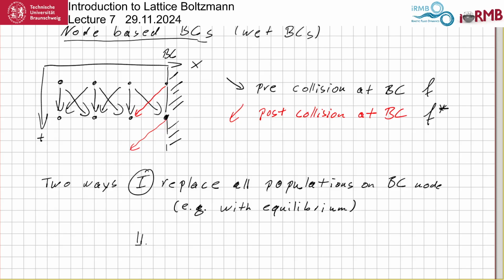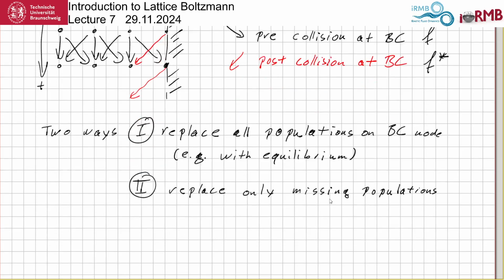Then another way is that you replace only missing populations and you try to get some information out of the populations that were coming in. Because at the boundary we also have information that's coming in from the domain. So this is here this black part. This is coming in. So in particular, if you do this replacement of only missing populations, then it of course depends on what are your missing populations and what are the populations that you have. And this depends on the orientation of your boundary very, very obviously.